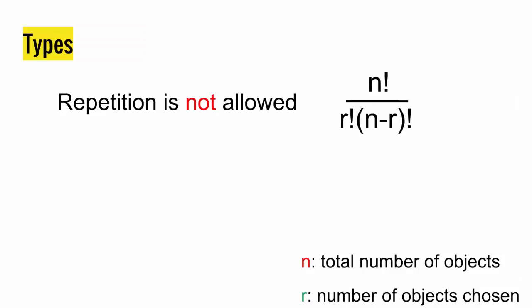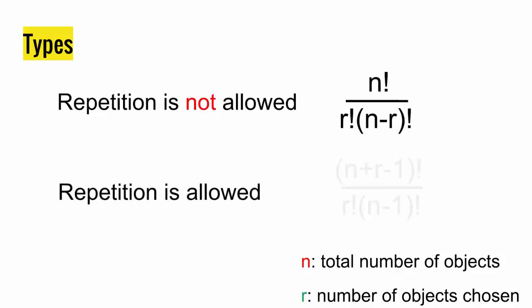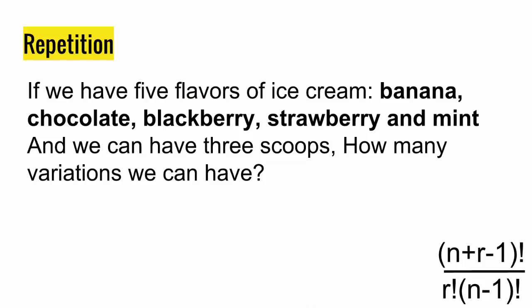So what happens if we have repetition? In that case, we have to use this rule, which is n plus r minus 1 factorial over r factorial times n minus 1 factorial. So if we have this example where repetition is allowed, it basically says we have 5 flavors of ice cream: banana, chocolate, blackberry, strawberry, and mint, and we can have 3 scoops. How many variations can we have? Well, repetition is allowed because you can get 3 scoops of the same ice cream. We can get 3 scoops of blackberry or strawberry, or we can get 3 scoops of different ice creams. Since repetition is allowed, we use this rule, which is n plus r minus 1 factorial over r factorial times n minus 1 factorial.